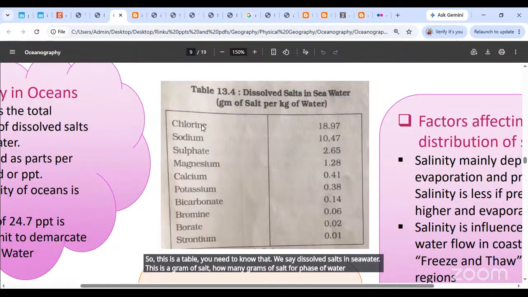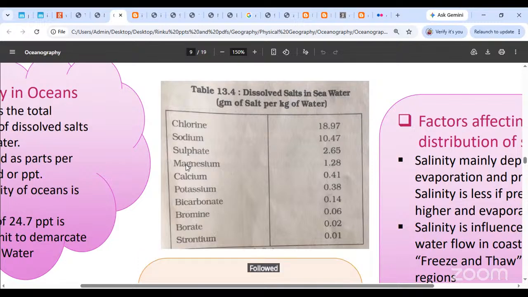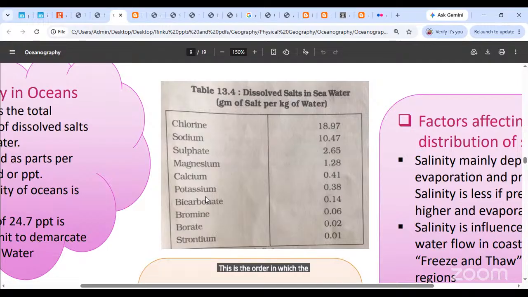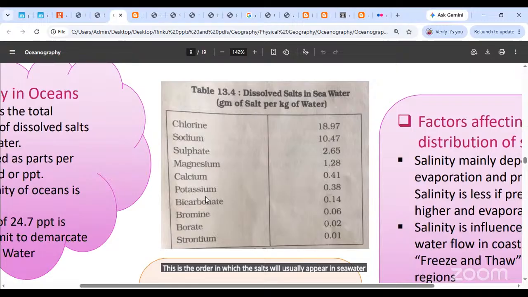Chlorine has the highest concentration, followed by sodium. Chlorine and sodium, we should expect these to be in a higher proportion, right? Followed by sulfate, then magnesium, then calcium. At least remember up to potassium. Please remember this order: the topmost salt will always be chlorine, followed by sodium, sulfate, magnesium, calcium, and then potassium. This is the order in which the salts usually appear as dissolved salts in seawater.